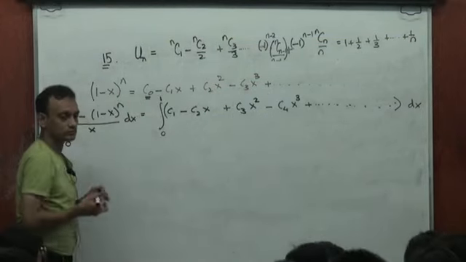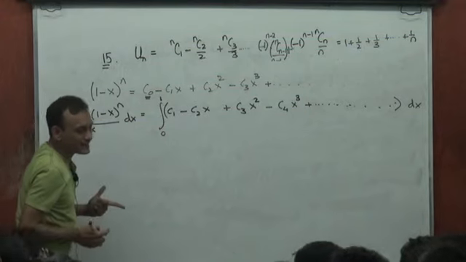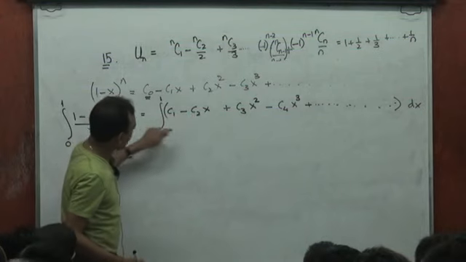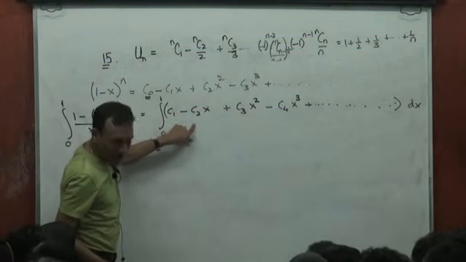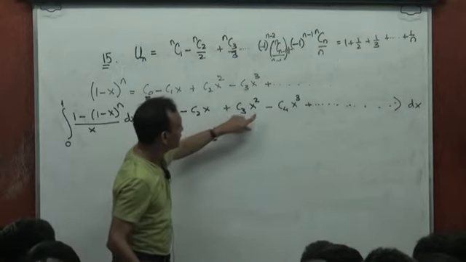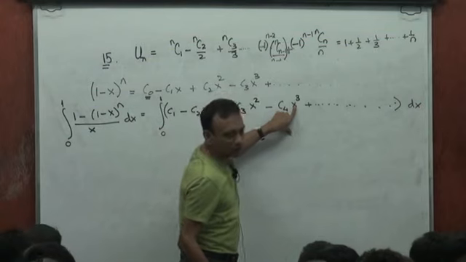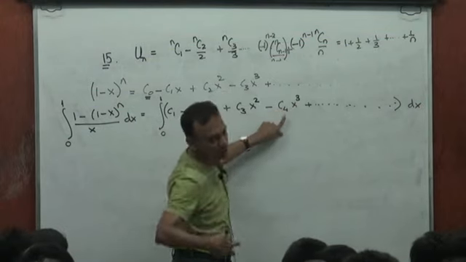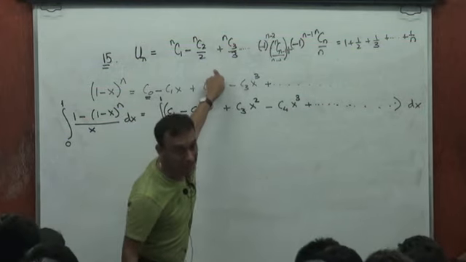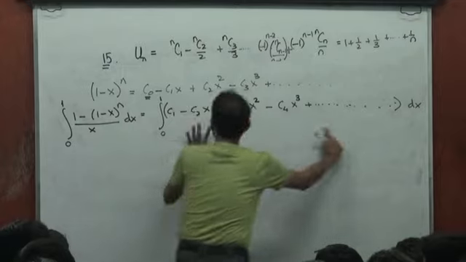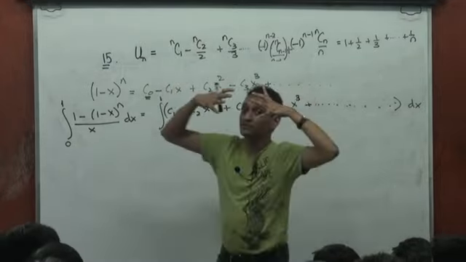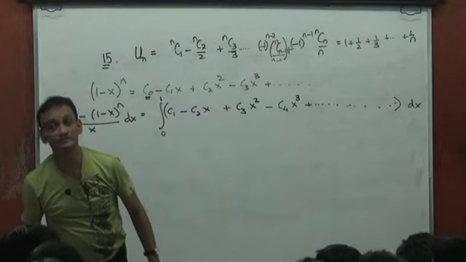From 0 to 1. Because when I integrate both sides from 0 to 1, this will be c1, c2 x squared by 2, and when I supply the limits, it will be c2 by 2; c3 x cubed by 3, when I supply the limits 0 to 1, it will be c3 by 3; c4 by 4 x power 4, when I supply the limits 0 to 1, it will be c4 by 4, as is required on the right hand side. Yes or no? All this was done from 0 to 1 in order that I could get this expression in perspective.